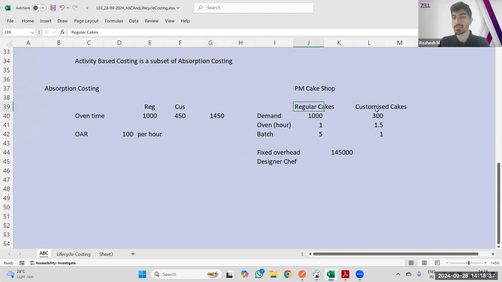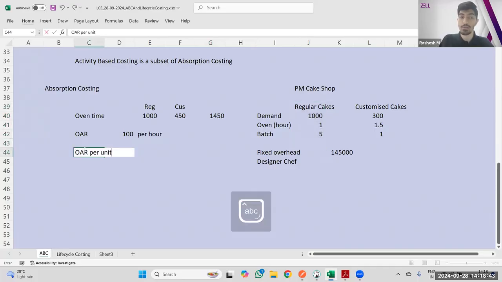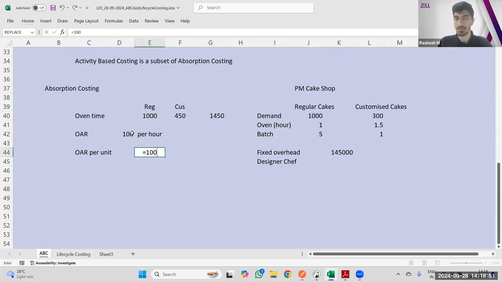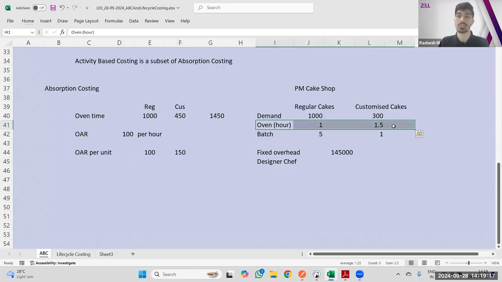Of course, different products take different time, so my overhead absorption rate per unit will differ. What will be my overhead absorption rate per unit of regular cakes? My overhead absorption rate per hour is 100. Every regular cake takes 1 hour. So my overhead absorption rate per unit of regular cake sold is 100, whereas per custom cake sold is 150. This becomes my cost. I have allocated more cost because customized cakes take more time in my machine.